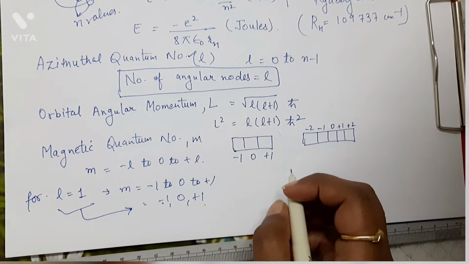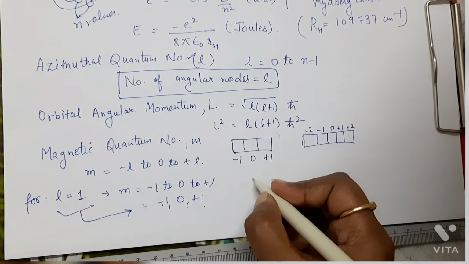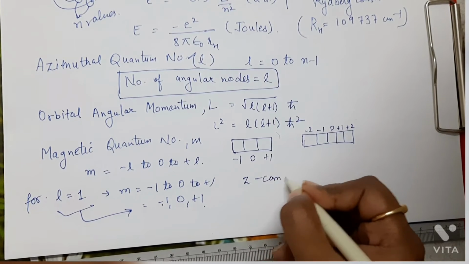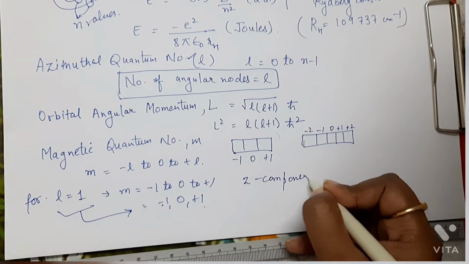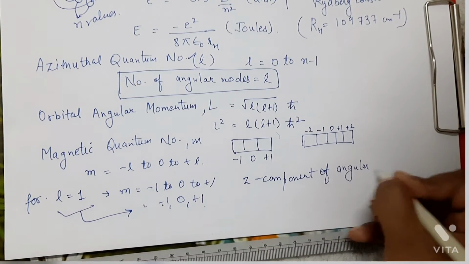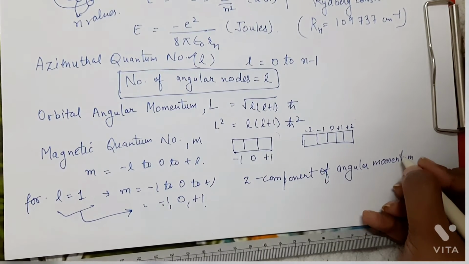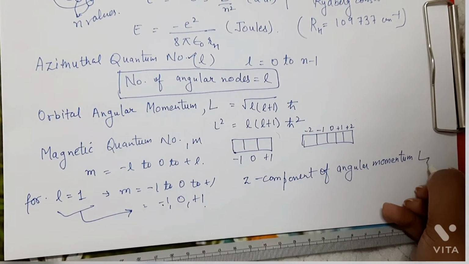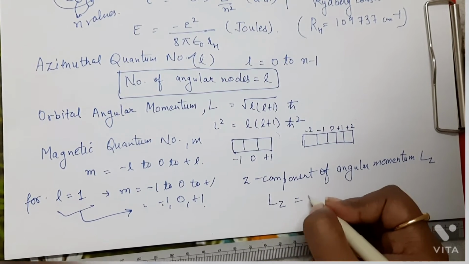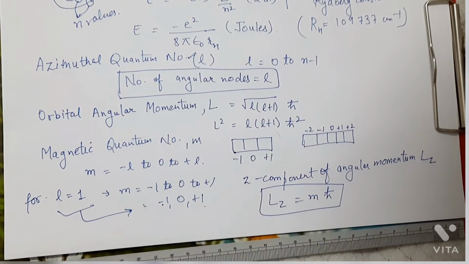Now if you know the magnetic quantum number, what you can find out is the Z component of angular momentum, which is designated as Lz. So Lz is equal to m into h cross. This is a simple formula to find out Lz.